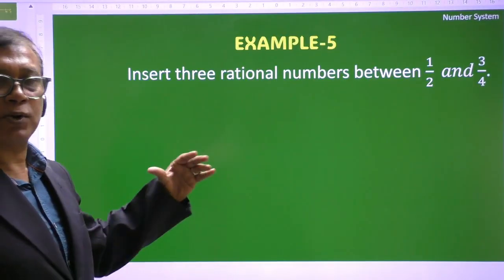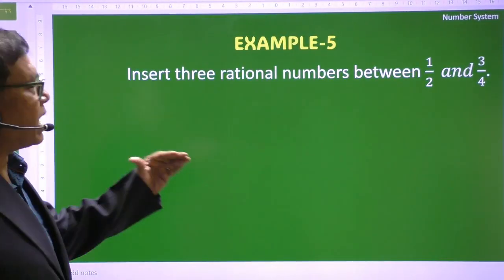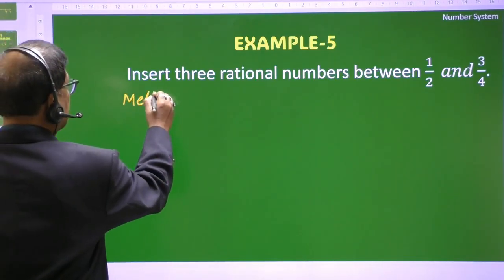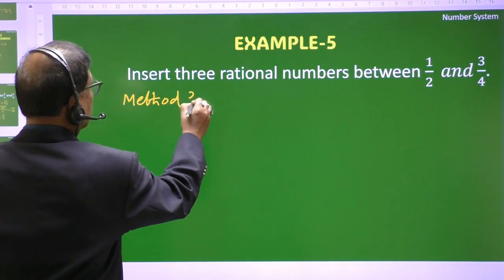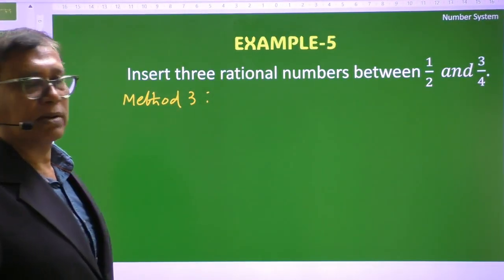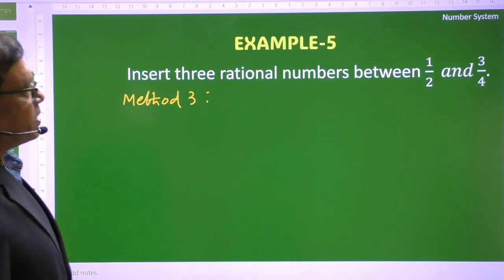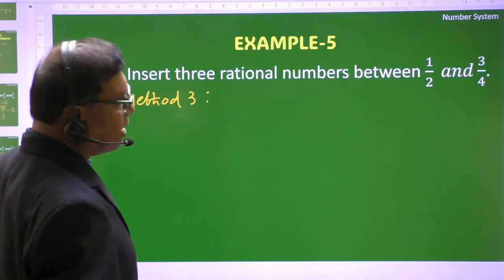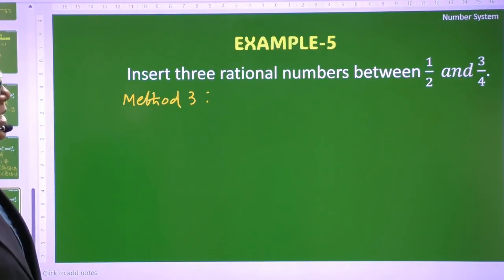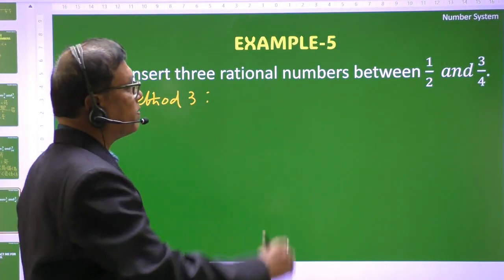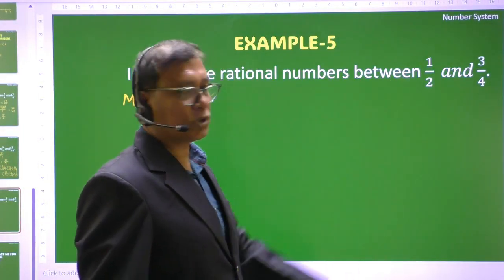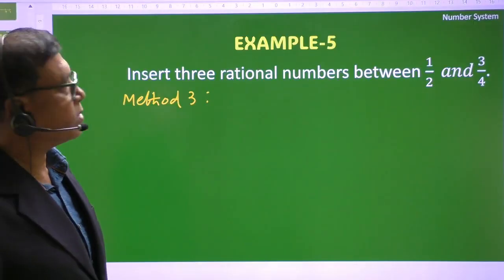So already we have learned 2 methods, but now I'll discuss method 3. This is another method we can apply to insert 1 or more rational numbers between 2 given numbers. What is the process here? Here also first we have to identify out of 2 given numbers which one is greater. So half and 3 by 4, that means half means 2 by 4 and that is 3 by 4. So 3 by 4 is more than 2 by 4.